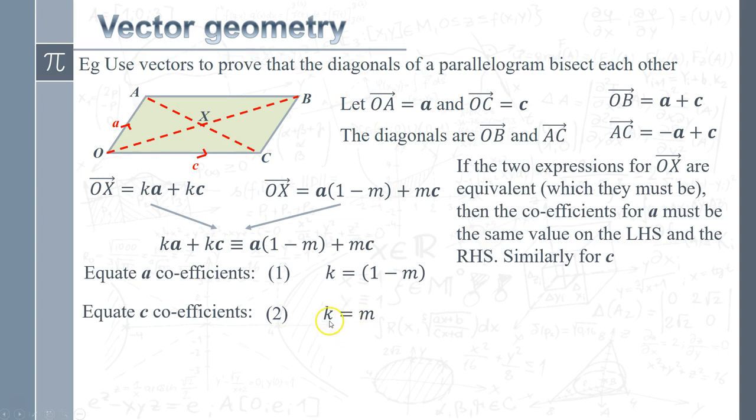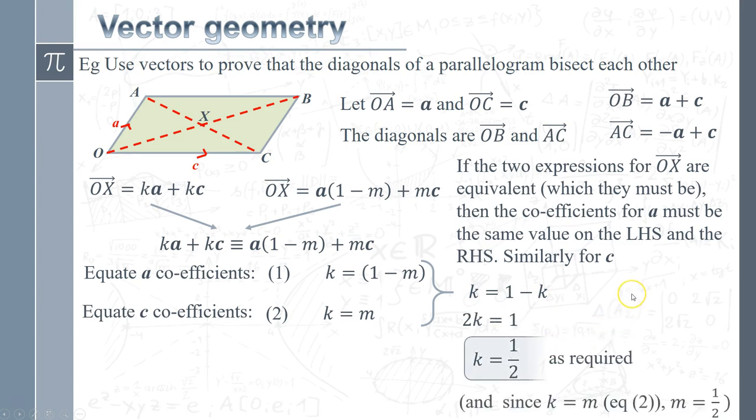However you choose to do that, I think probably the easiest way is to say, well, if K is the same as M, I'm just going to take the M here and replace it with a K, because those two things are the same thing. So what that gives me is K equals 1 minus K. Solve that for K, and what do you know? K equals a half, which is exactly what we're after. And since K and M are the same, down here I've put a note saying that M is a half as well.